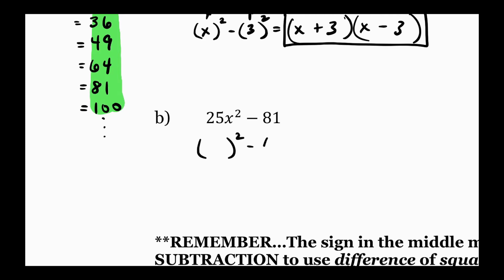So what times itself would make this guy here, 25? And then what times itself makes x squared, right? 5 times 5 makes 25. X times x makes x squared. How about 81? Okay.